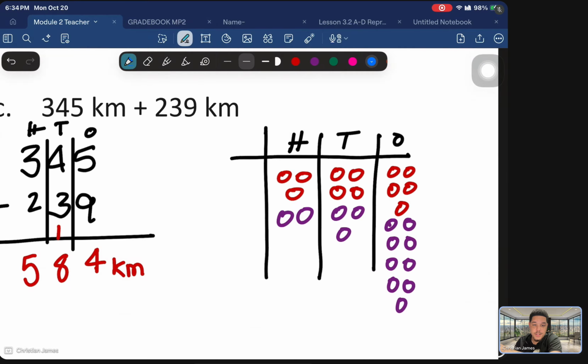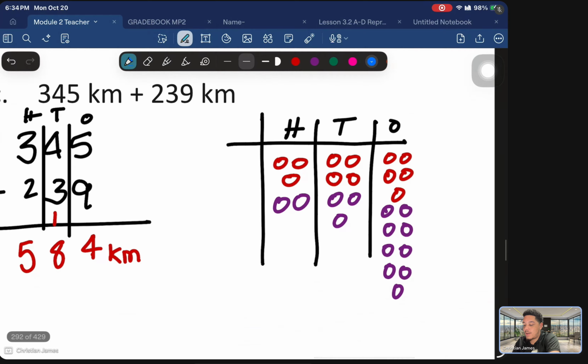Okay. You're going to make a group of 10, and you're going to move it to the next unit when you have your group of 10. And then you're going to see how many you have left. So I have 1, 2, 3, 4, 5, 6, 7, 8, 9, 10. Here's my group of 10. I'm going to move this over to make a new 10.